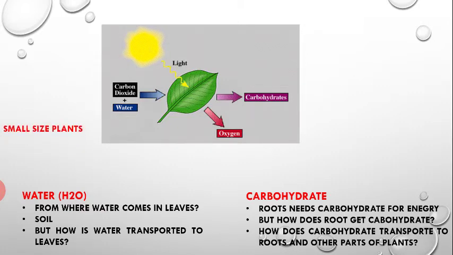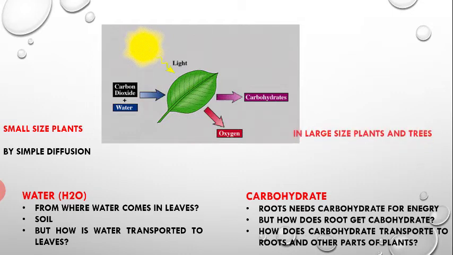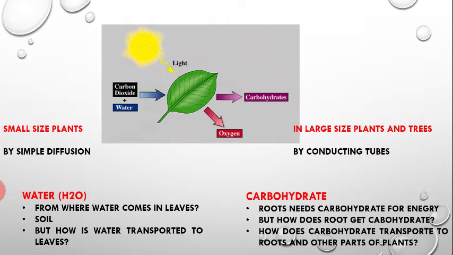In a small size plant, transportation of water and carbohydrate can be carried out by simple diffusion, but in a large size plant the diffusion process is not sufficient. Therefore, large size plants have developed a system of conducting tubes. So we will discuss diffusion first, and after that we will discuss the conducting tubes.